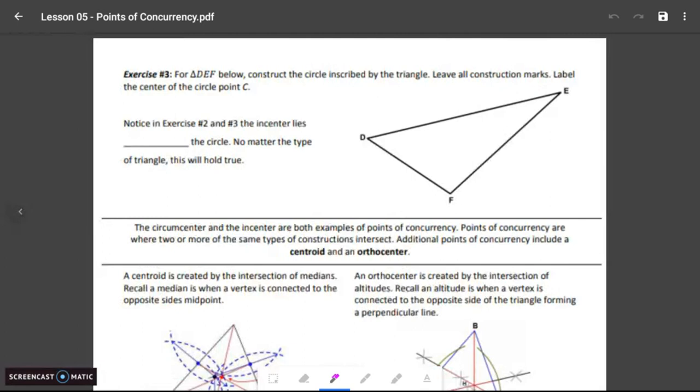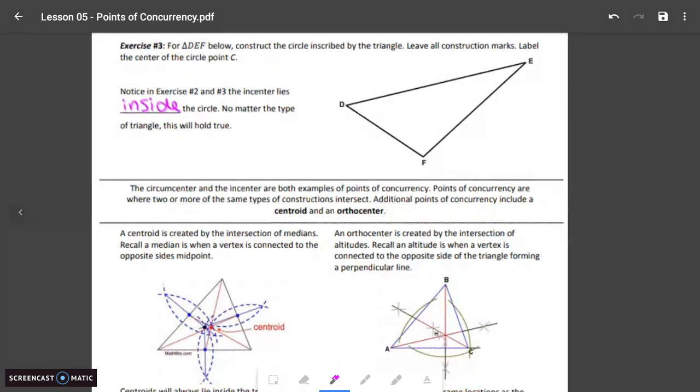Once you've constructed, you should notice that in numbers 2 and 3, the last exercise in this one, the in-center still lies inside the triangle and inside the circle. No matter what, that in-center has to be inside the circle and it has to be inside the triangle. It's not like our previous circumcenter that could have been outside and inside. In-centers, no matter what, it's inside, just like in the name.